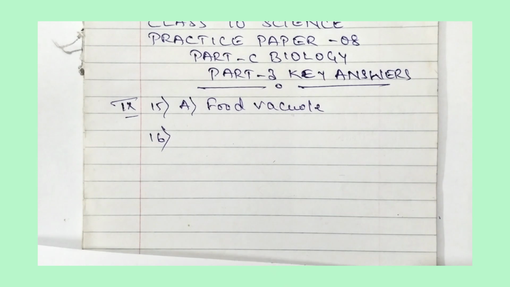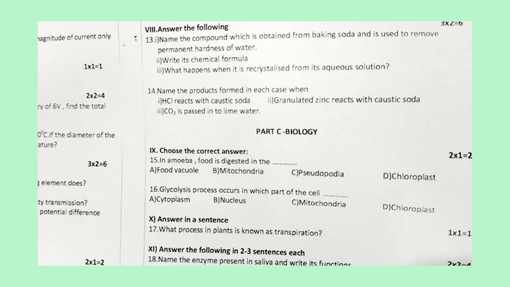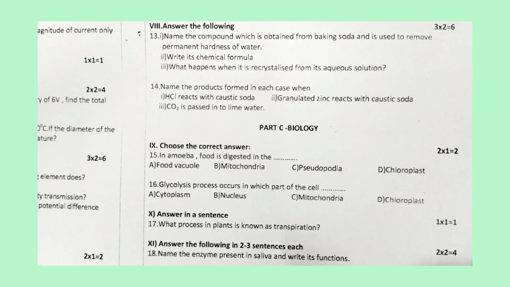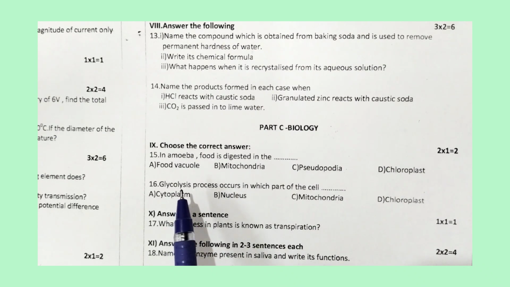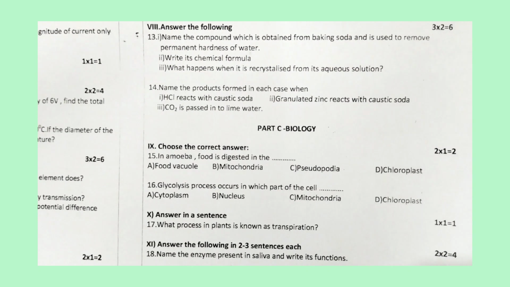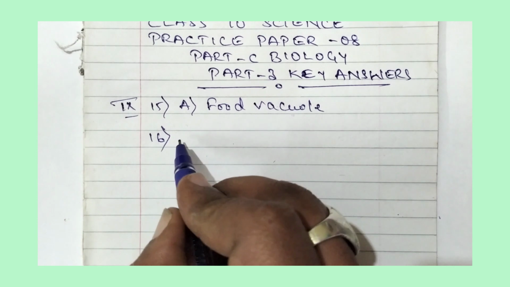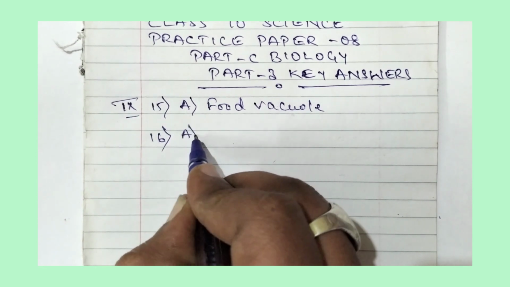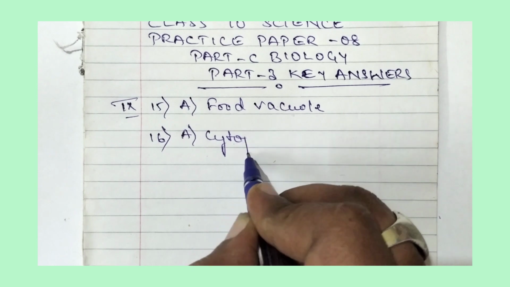Now let us move to question number 16. They have given glycolysis. Glycolysis process occurs in which part of the cell? Cytoplasm, nucleus, mitochondria, chloroplast. Glycolysis, that is conversion of glucose into pyruvate, takes place in cytoplasm. Either it may be aerobic or anaerobic, it takes place in cytoplasm itself. Therefore the right option for the 16th question is option A, that is cytoplasm.